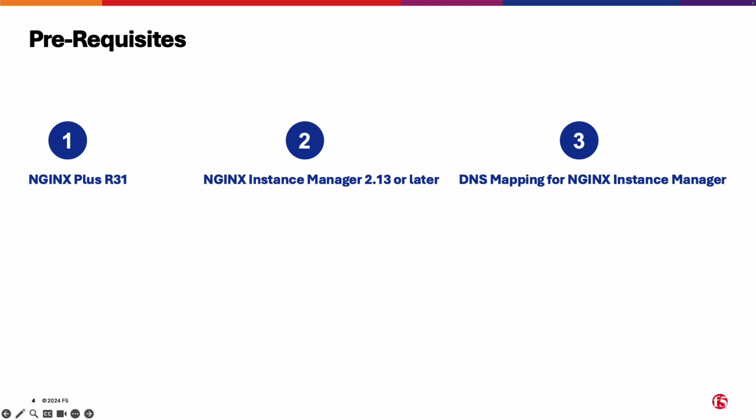To make use of this feature, you need to meet some prerequisites. Firstly, ensure that you have NGINX Plus R31 or later installed. Secondly, make sure you have installed NGINX Instance Manager version 2.13 or later. Finally, make sure that you have set up DNS mapping to enable the discovery of the NGINX Instance Manager. Let's proceed with the demo where we will configure usage monitoring, demo potential issues, and their fixes.